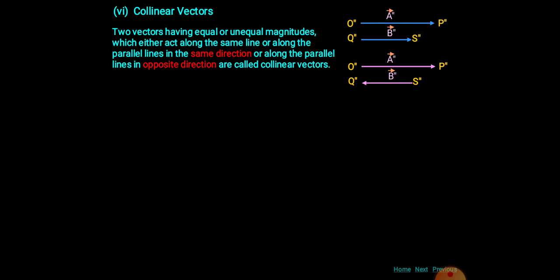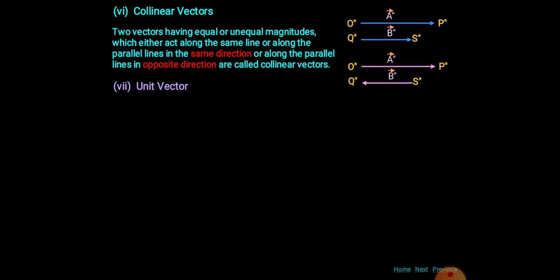You will observe in the figure A double dash, B double dash. We have taken these two vectors in the first figure. They do not have the same magnitude but they have the same direction. In the second figure also we have taken A double dash, B double dash. They do not have the same magnitude and their direction is opposite. So the vectors which act along the same line, we know as collinear vectors.